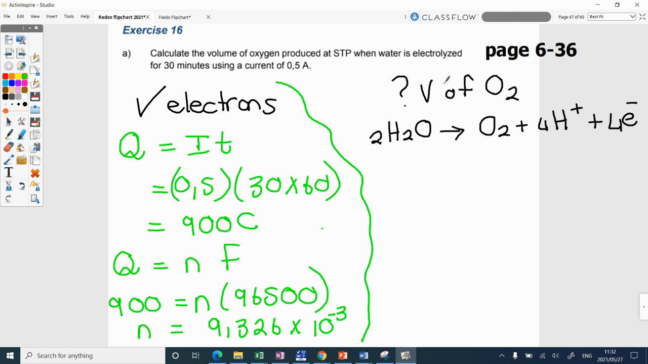But they asked us for the volume of oxygen. So the next thing you need to do is remember to climb from this side to this side. We need the ratio. So the ratio is electrons to O2 because we've just worked out electrons. If you look at your balanced equation, it was 4 to 1, so you had to divide by 4. So you took this value and divided by 4, which gave us the moles of O2 as, what did you get for this one, Carly?